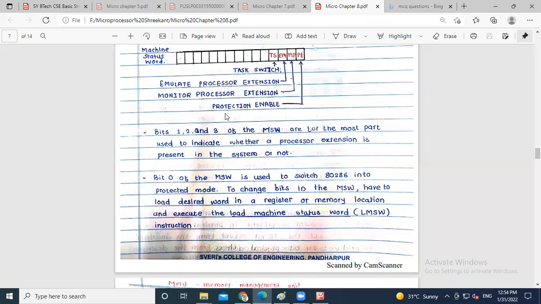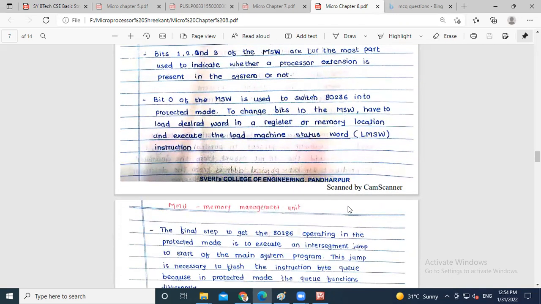To change the bits in the MSW, we have to load the register word into a register or memory location and execute the load machine status word instruction, that is the LMSW instruction.